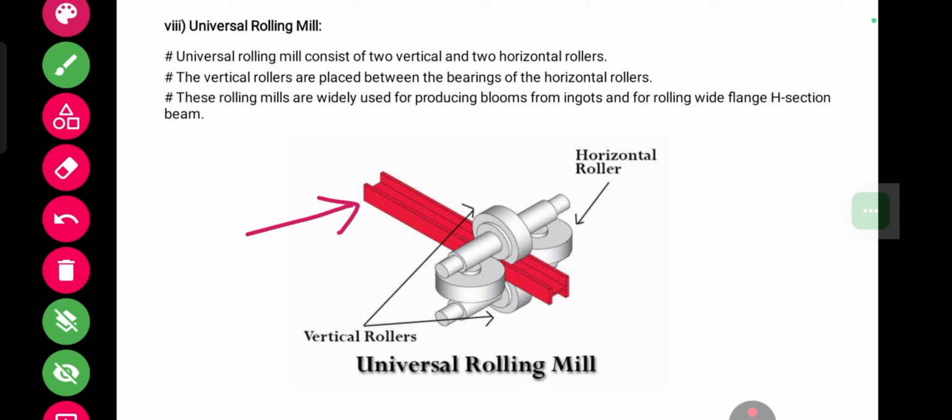Here you can see in the diagram, this is an edge section beam. The beam in the red color is flange edge section beam. Also here are two, this one and this one. These two are horizontal rollers, and up and down side are two vertical rollers. So this is universal rolling mill.